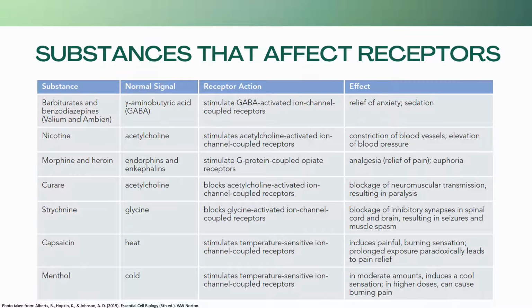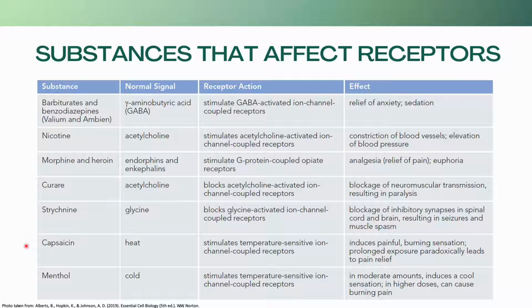Lastly, let's talk about different substances that can affect our receptors. Here we have some examples, and some of them include drugs, and others include everyday compounds that we encounter in our food. They can have two possible actions on the receptor. The first one is either to stimulate the receptor, as is the case with your barbiturates and your benzodiazepines. And you also have some that block certain receptors.